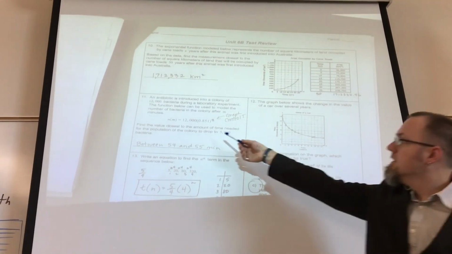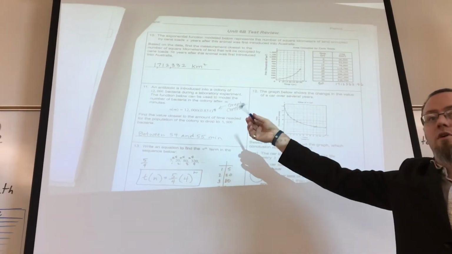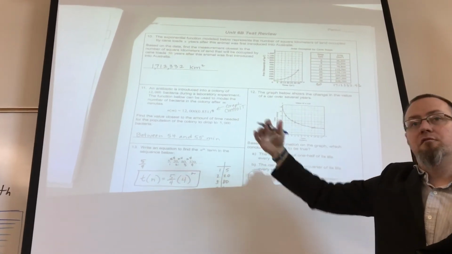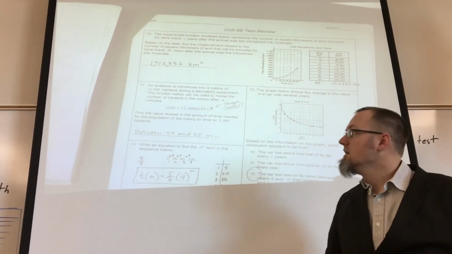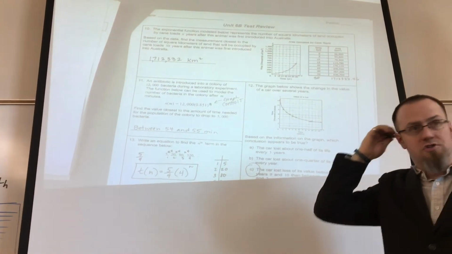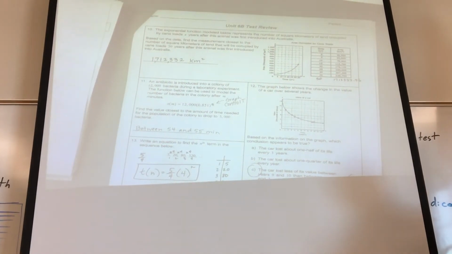Number 11, again, you can type this into the calculator on the graph and check the table and find out when it's going to get to 5,000. In this case, it's between 54 and 55 minutes, and that's just scrolling down on that table. Control T pulls up your table.